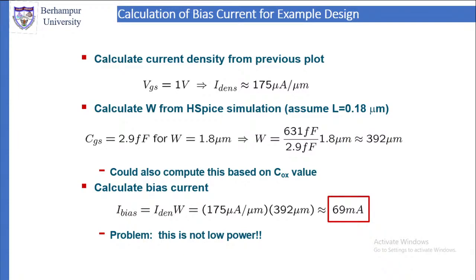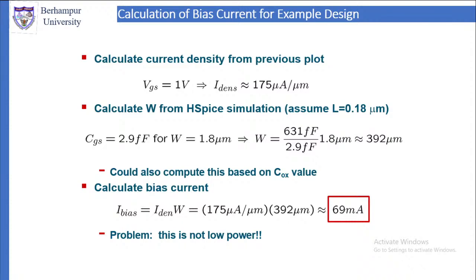CGS = 2.9 femtofarad we have calculated for W = 1.8 micrometer. Then W = 631 femtofarad / 2.9 femtofarad into 1.8 micrometer, which is approximately 392 micrometer. This could also be computed based on the COX value, but forget that, just calculate it in this manner.